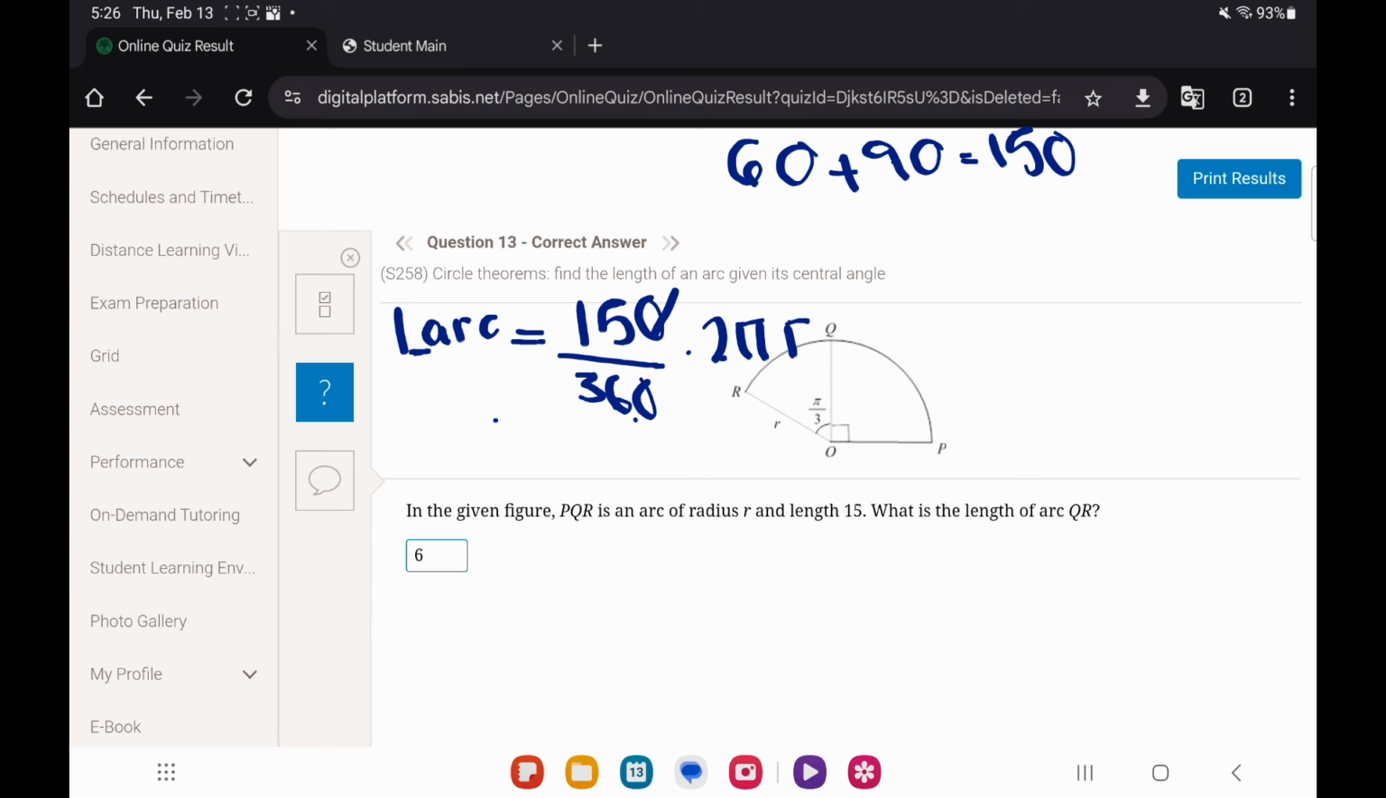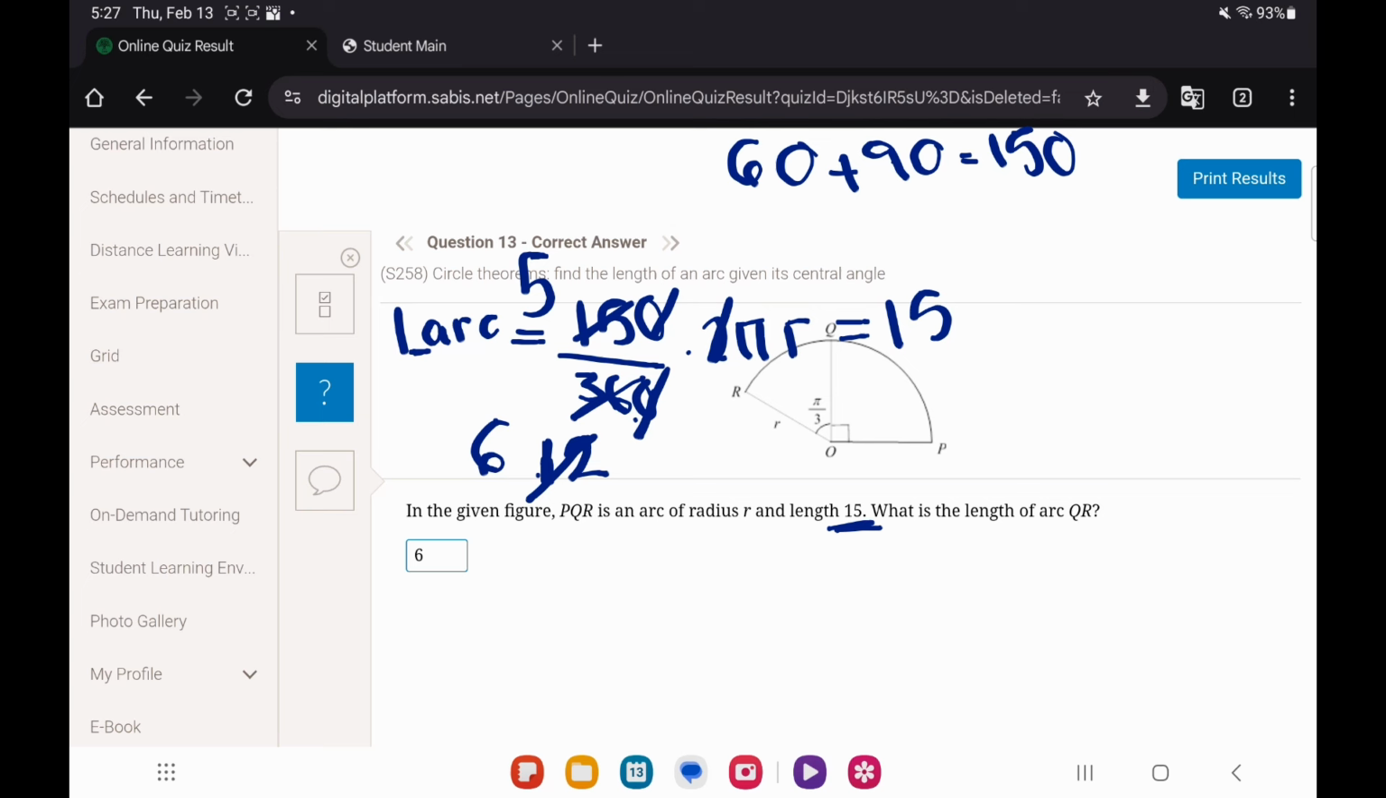Here, the zeros cancel, and then 15 and 36 cancel because you can divide both of them by 3. So this is 12, and this is 5. We can also simplify this 2 here and this 12 here. This becomes 6, this becomes 1. And we know that the length is equal to 15, because they already gave you the total length of it. So equals 15.